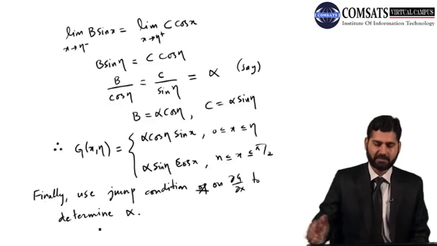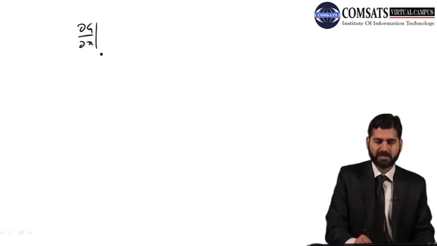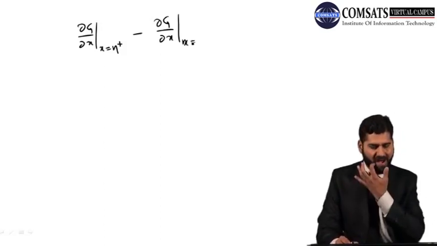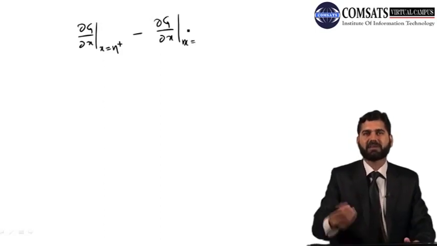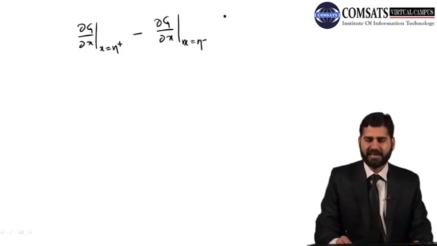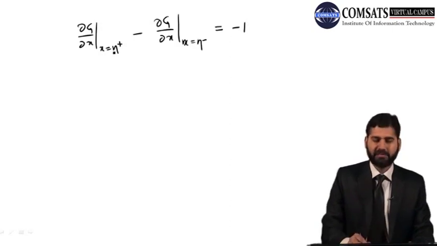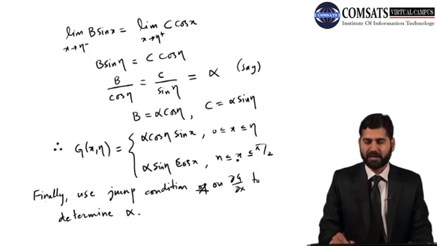All right. So what is the jump condition? The jump condition is partial g by partial x at eta plus, minus partial g by partial x at eta minus, and this should be equal to -1. Eta plus or eta minus is the same thing as eta plus or minus 0. Actually, we are not adding anything. It's just an indication that we are on the right and on the left-hand side. When x is equal to eta plus, it means you are on the right of eta.